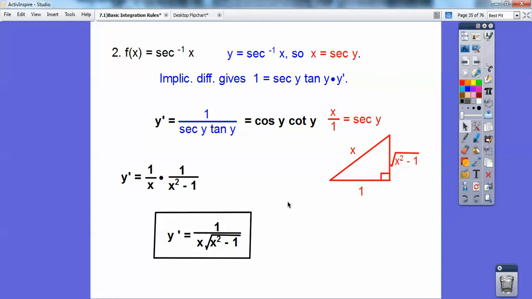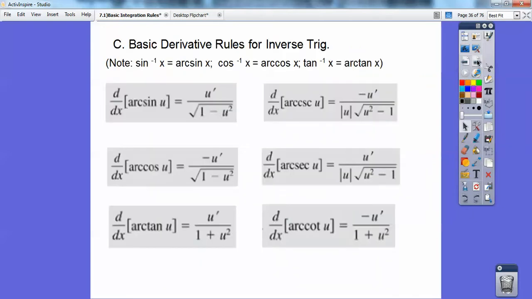Okay, so anyway, there's the cosine of y right there. The cosine of y is adjacent over hypotenuse. And then the cotangent of y is adjacent over opposite, so that's that right there. So there it is, simplified. Okay, so basic derivative rules, that's how we found all of these. I could do that with all of them. Those are our basic derivative rules.